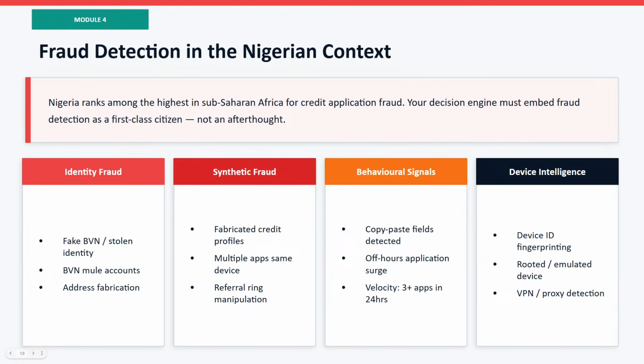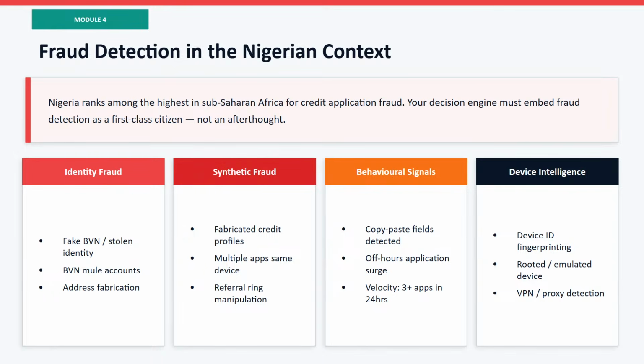These are based off trends where you can see almost everybody applying for a loan from the same address. Your loan engine should be able to identify these trends and patterns and flag them for manual review. And we have synthetic fraud, in the case of fabricated credit profiles, multiple applicants on the same device, and referral ring manipulation.